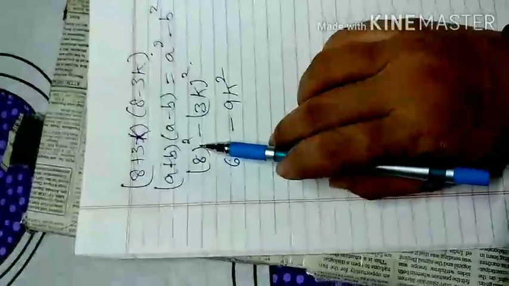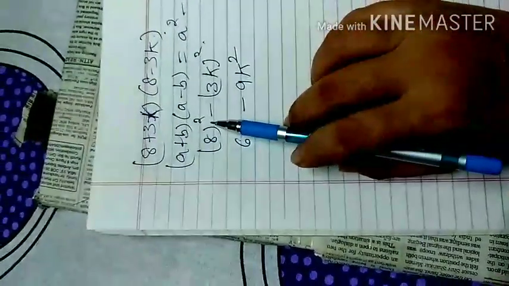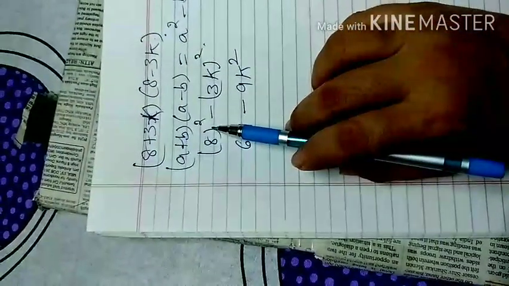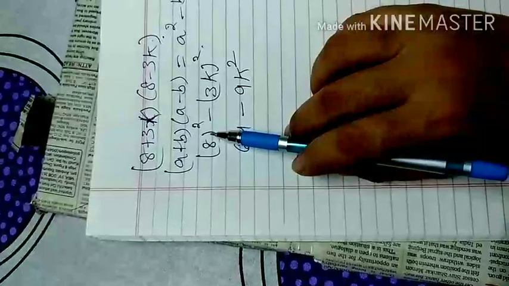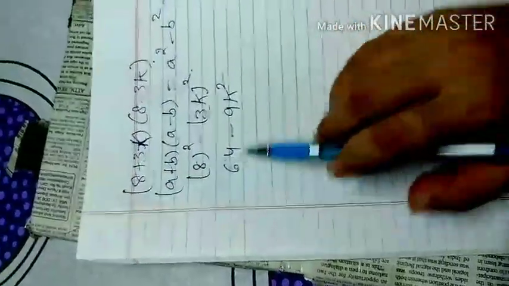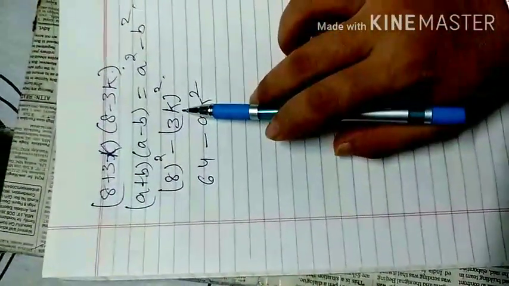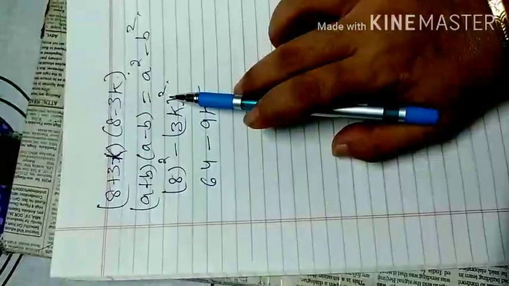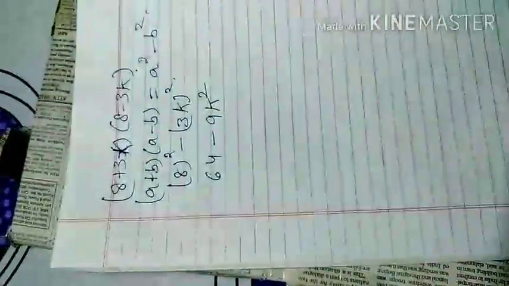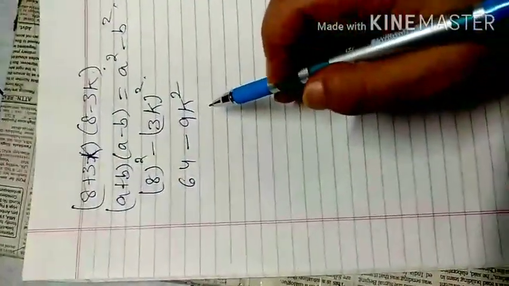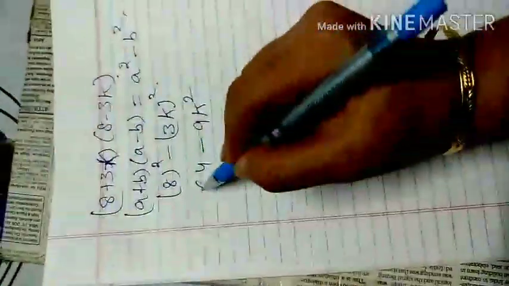When you are going to multiply, multiply the terms according to whatever power is given, like 8 square is 8 into 8. Here 2 terms within the bracket, so if the power outside the bracket is 2, each term is multiplied 2 times, that gives me 9k square. Okay, so these are the 2 terms.